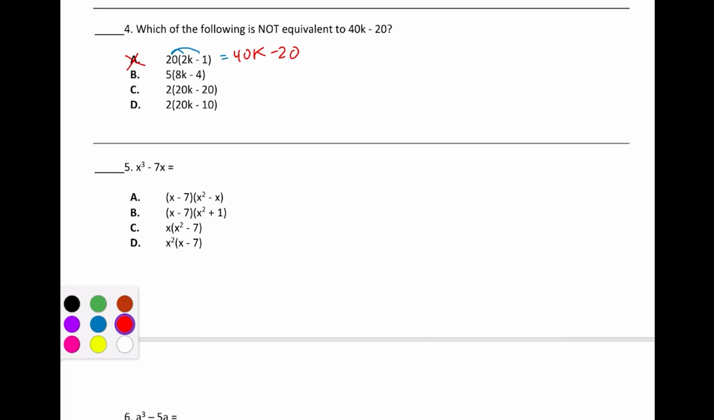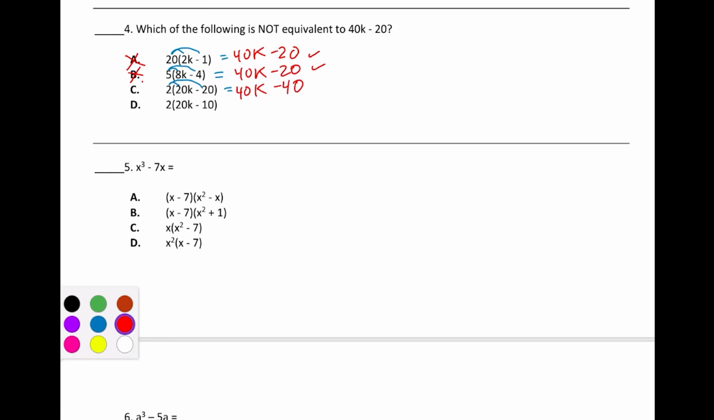It looks like A is not going to be the answer every time. If I distribute 5 into the expression 8k minus 4, I'll get 40k, and then 5 times negative 4 is negative 20. Okay, so that's the same as well, so that's not going to be our answer. Distributing the 2 in choice C gives me 40k minus 40. All right, that's not the same.